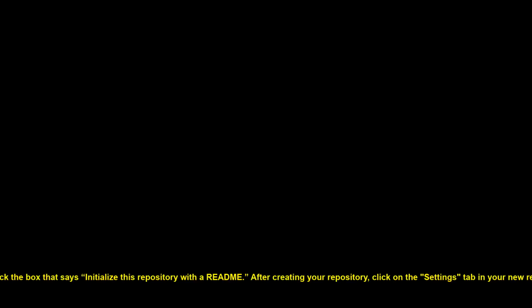After creating your repository, click on the Settings, scroll down to the GitHub Pages section. Here, select the branch you want to use for GitHub Pages, typically this will be the main branch. Click Save. You will see a message indicating that your site is published at a specific URL.